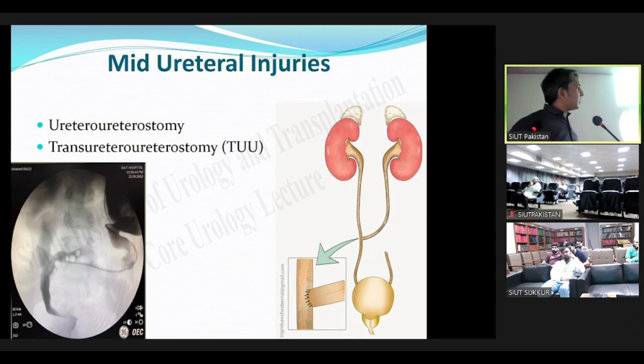And then we will perform an anteromedial ureterotomy, and then we will perform end-to-side anastomosis. But there are some contraindications for transureteroureterostomy. Can anyone mention it? Any relative contraindications?